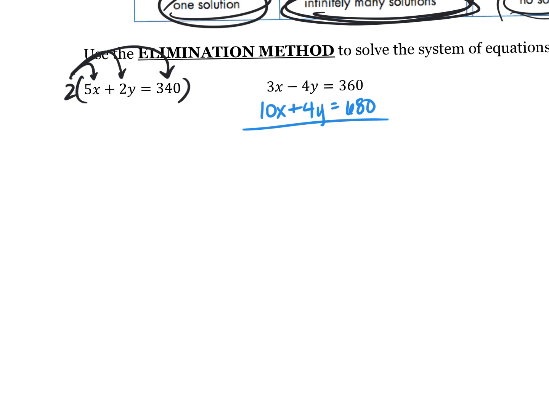Then you guys, would we add or subtract them for my y's to cancel out? Negative 4y plus 4y would cancel out, right? I wouldn't want to do negative 4y minus a 4y. They wouldn't cancel. So you guys, I like to say, all right, 3x plus 10x is how much? 13x. Then I go like this. Well, negative 4y plus 4y, they're gone. 680 plus 360 is 1040? Yep. Cool.